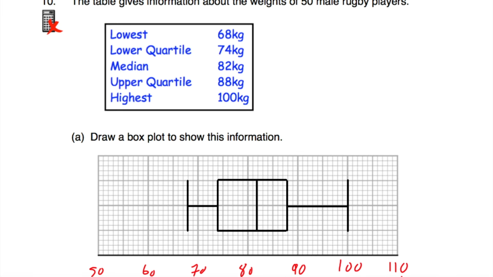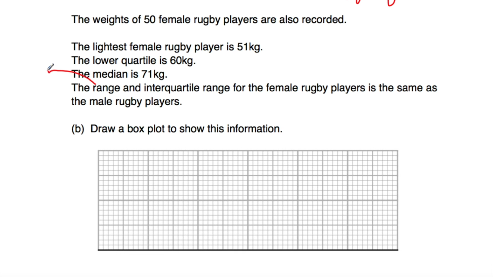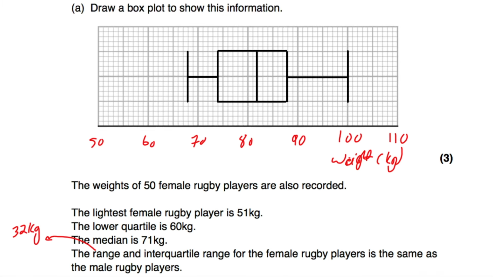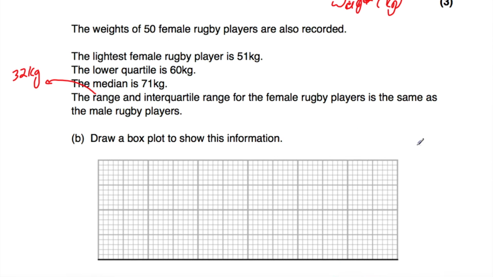So in terms of the range for the men, we're going to do the highest, take away the smallest, so it's going to be 100, take away 68 is equal to 32 kilograms. So the range for the female rugby players is 32 kilograms. And in terms of the interquartile range, for the male rugby players we take the lower quartile away from the upper quartile, so we're going to do 88, take away 74, and that's equal to 14 kilograms. So that means the female rugby players have got the same interquartile range as well, which is 14 kilograms. And that's going to be really useful for us.